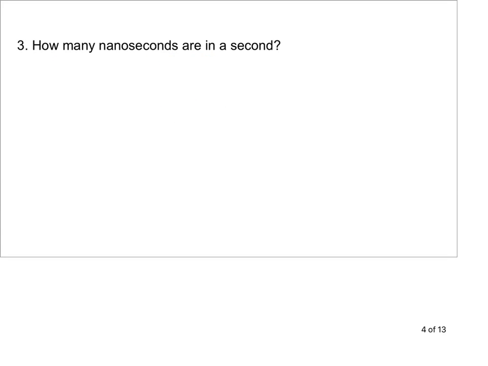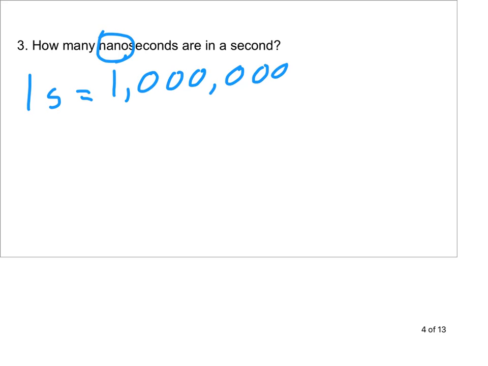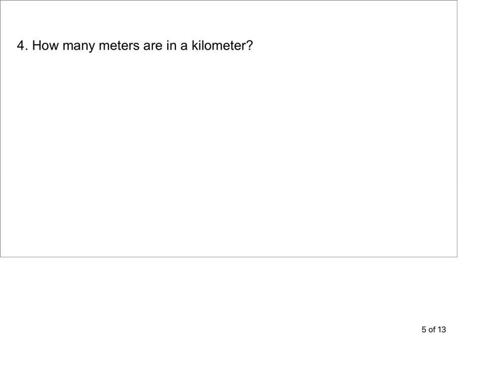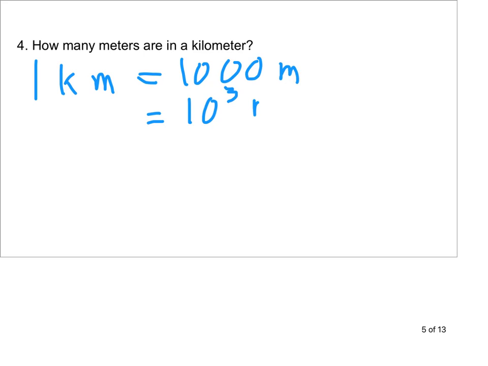How many nanoseconds are in a second? So a prefix of nano. So 1 second, nano means a billionth. So 1 second is a billion nanoseconds, and there the exponential notation is much nicer, and that would be 10 to the 9th nanoseconds. And another, meters in a kilometer. 1 kilometer is 1,000. Kilo means 1,000 meters, or 10 to the third meters.